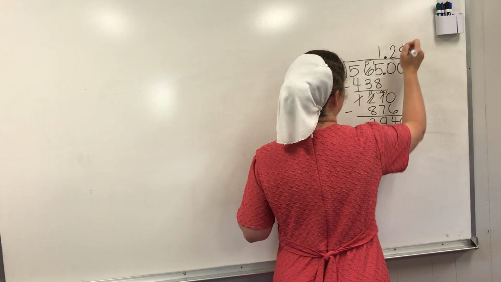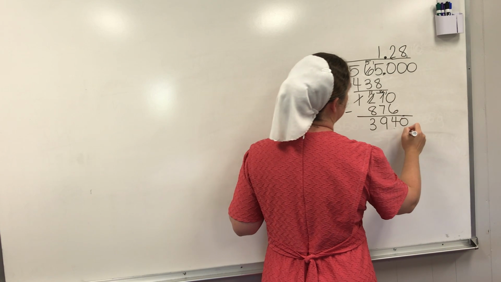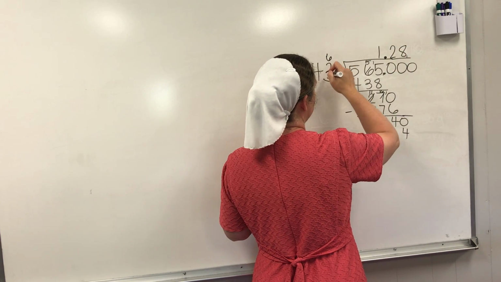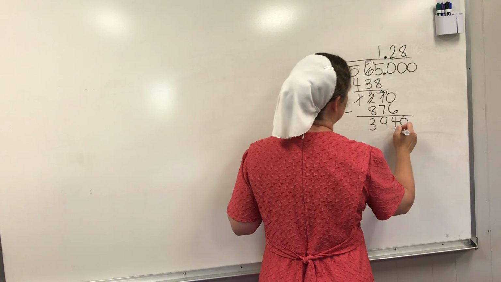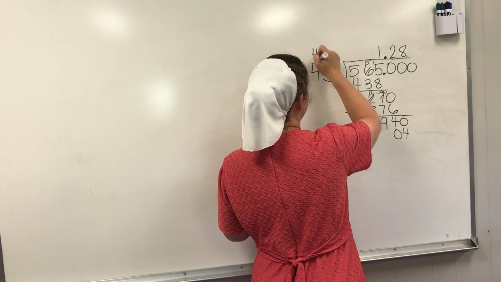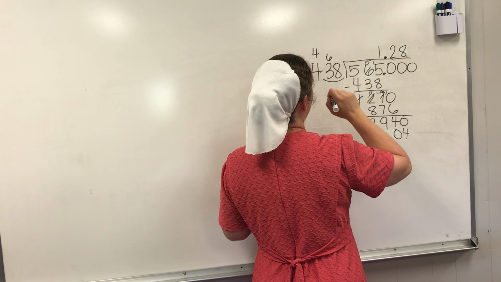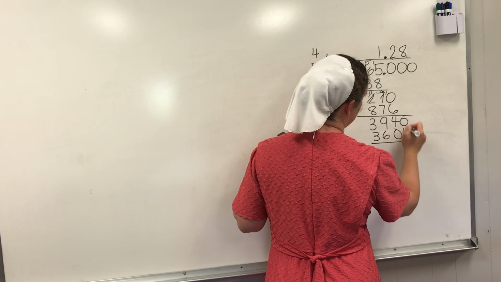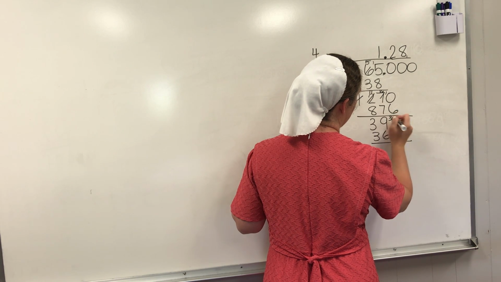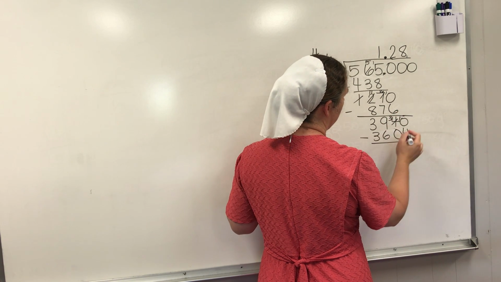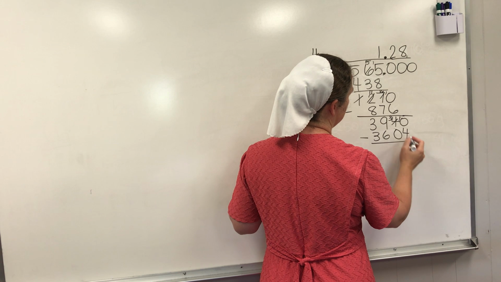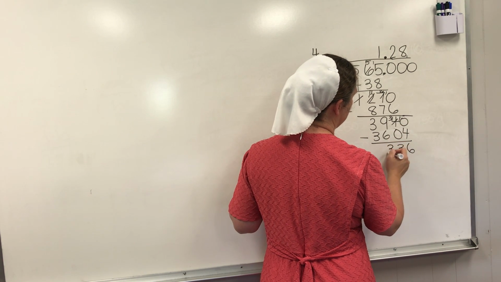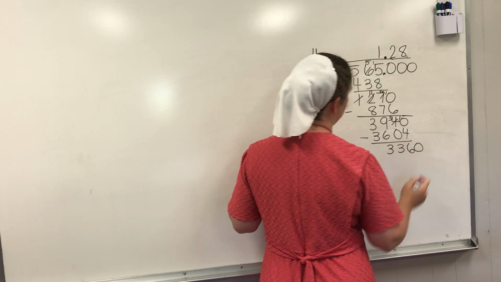Too big. Let's try 8 times 8 is 64. Carry the 6. 8 times 3 is 24. Plus 6 is 40. 8 times 4 is 32. Plus 4 is going to be 36. Again, we subtract, we borrow. 10 take away 4 is 6. 3 take away 0 is 3. 9 take away 6 is 3. Drop your 0.